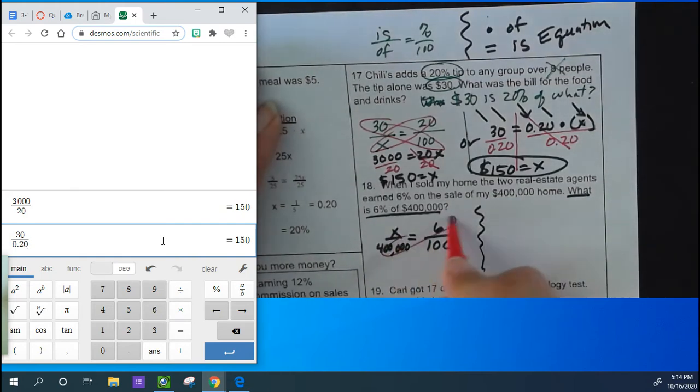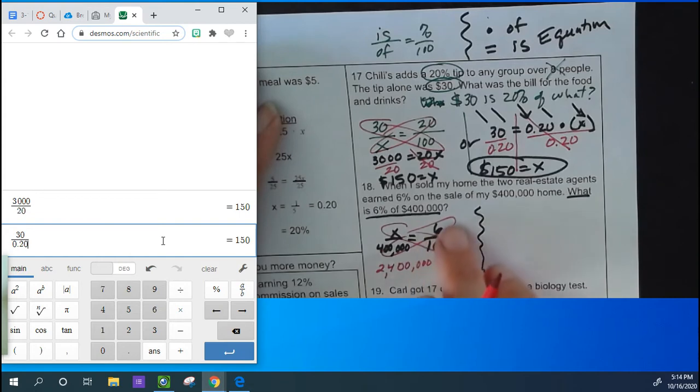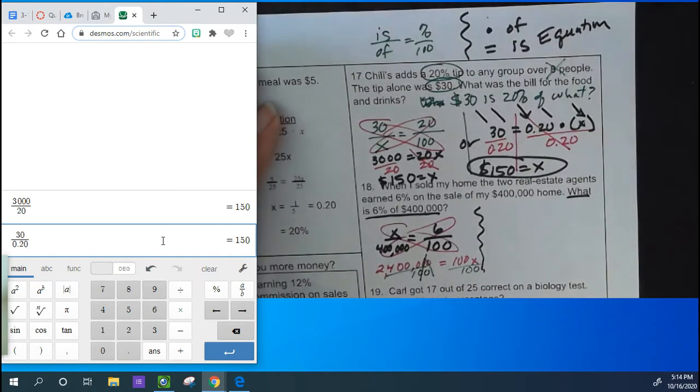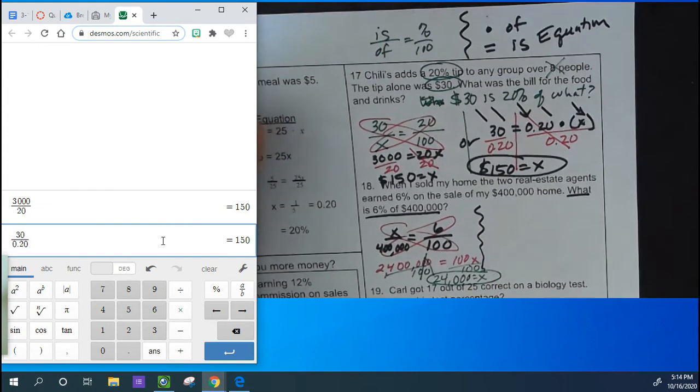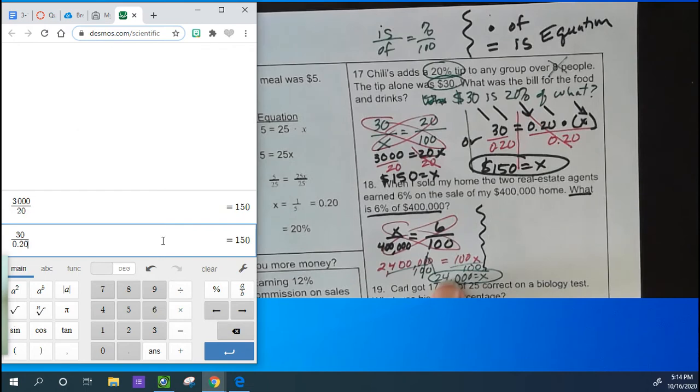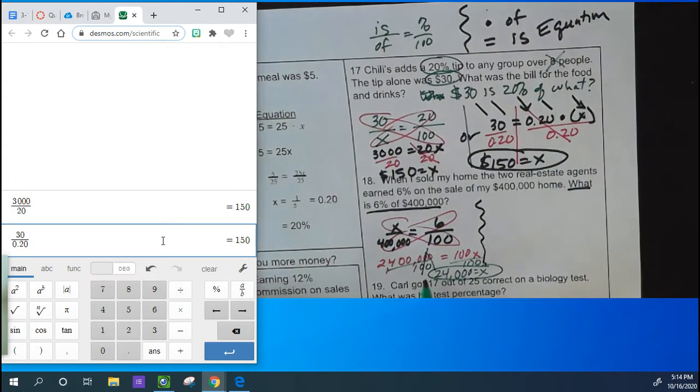I'm going to cross multiply, which would give me 2,400,000 equals 100x. How did I get this number right here? I multiplied those two numbers together. After I cross multiply, I divide by the number next to the x. Cross off zeros, and I would get 24,000. It's a lot of money you have to pay when someone sells your house. Usually, a couple real estate agents and brokers split this money. I should put a dollar sign out front.